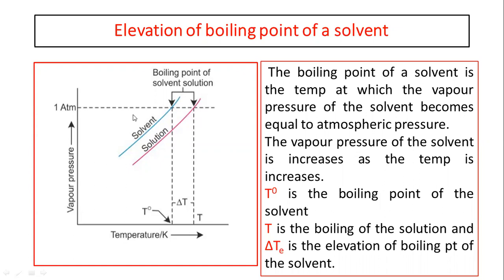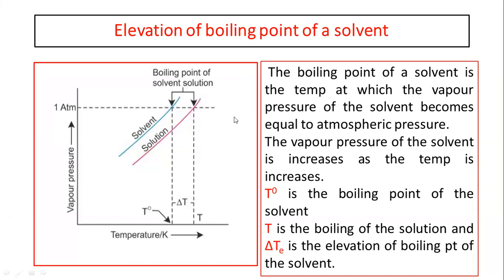Now we know the boiling point of water is 100 degrees centigrade. So when the water boils at 100 degrees centigrade, at that temperature the vapor pressure of the water becomes equal to the atmospheric pressure. That atmospheric pressure is 1 atmosphere or 760 mm.